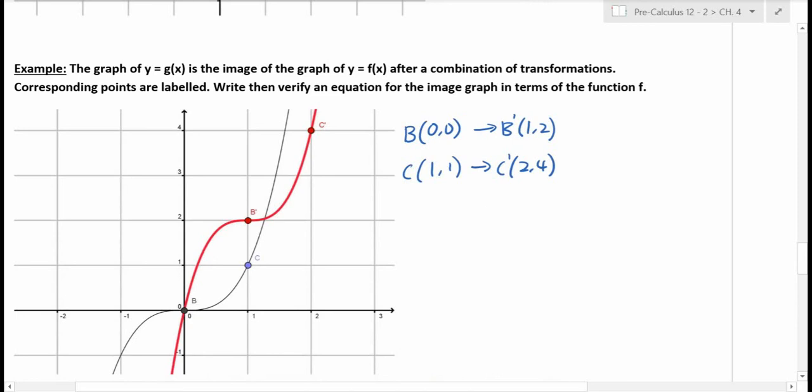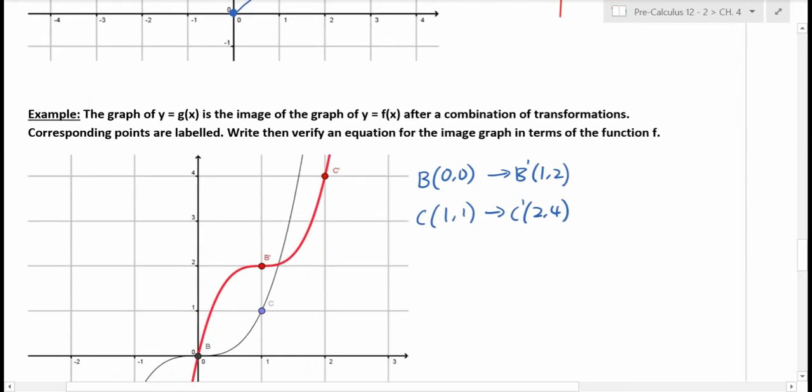Okay, so let's see. It says the graph of y equals g of x is the image of the graph of y equals f of x. So the red graph is g of x, and the black or the thinner one is f of x after a combination of transformations. Corresponding points are labeled, right, and then it asks for an equation for the image graph in terms of the function f. So again, we have 2 points, B 0, 0 becomes B prime 1 comma 2, C 1, 1 becomes C prime 2 comma 4. So I think I showed you this earlier.